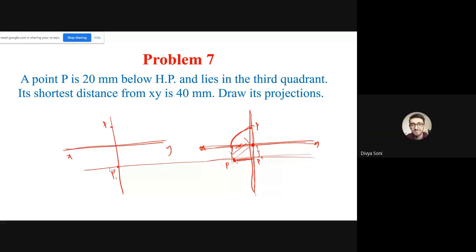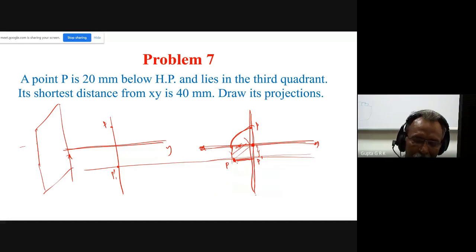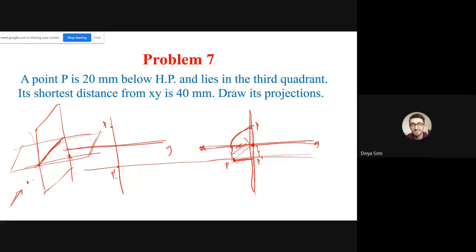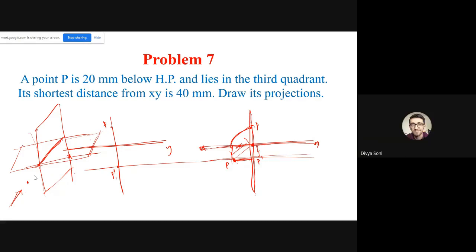So could you explain how XY is the point there? Actually, previously I have shown. Suppose it is like this, right? If I see from this side, this complete HP becomes a horizontal line, complete VP becomes a vertical line, and this XY becomes a single point. And this point is here. Okay, sir, understood. Shall I go to the next problem? Yes, sir.